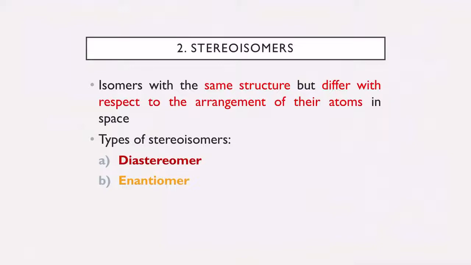So now we have stereoisomers. So tadi you have apa? Chain isomers kan? Okay, so dah tengok structural isomers. So the second branch is stereoisomers. So stereoisomers are isomers with same structure but differ with respect to the arrangement of the atoms in space. That means in space ni maksudnya orientation dia lah, 3D orientation dia ke, atau dia boleh reflect each other ke tak, macam tu, okay. So you have two types, you have diastereoisomers dengan enantiomers. Okay, so ingat bahawa stereo ada di dengan enantiomers.